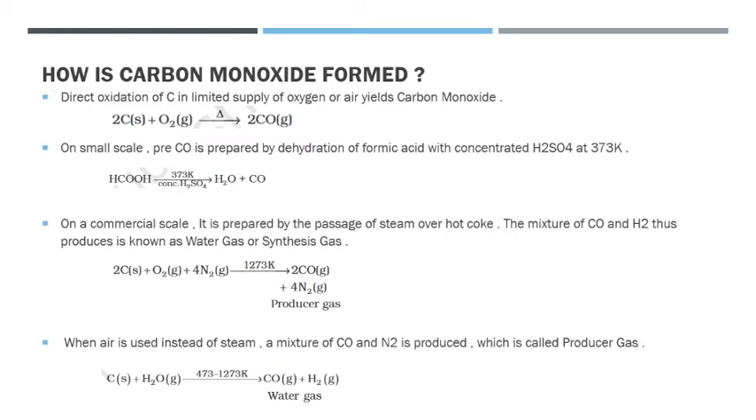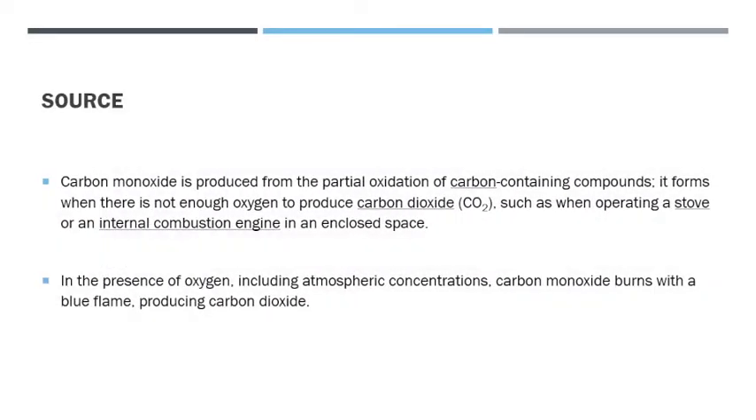But on a commercial scale, it is prepared by the passage of steam over hot coke. The mixture of carbon monoxide and hydrogen is known as water gas or synthesis gas. But when air is used instead of steam, the mixture of carbon monoxide and nitrogen is produced, which is known as producer gas.